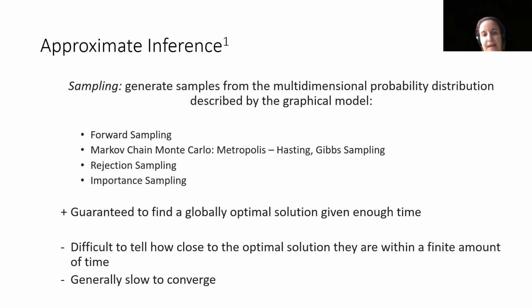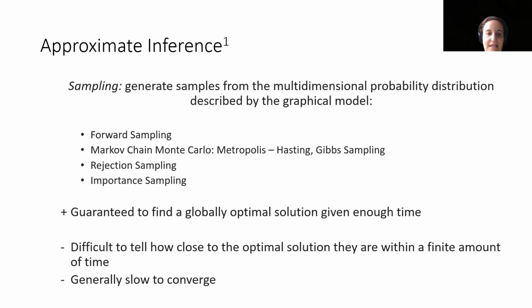The advantage of these algorithms is that they are generic. You can always sample. If you don't have anything else, you can do rejection sampling. So you can always find an algorithm to sample from your probability distribution.